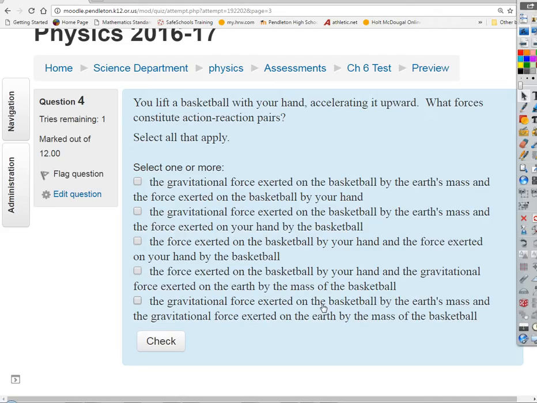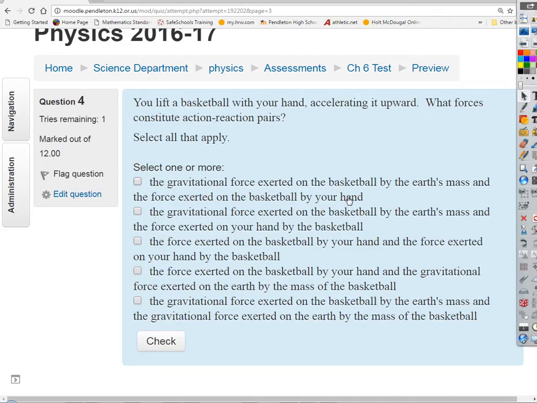Okay? So let's look at these then. If we're lifting this basketball with our hands, let's see if these would work. The gravitational force exerted on the basketball by the Earth's mass and the force exerted on the basketball by, that doesn't work, does it? It doesn't fit the profile. We didn't flip around A acts on B, B acts on A, right? And notice that both of these forces are acting on one object. That's not the way action-reaction forces work. They act between two objects, okay? So that one's out of there.